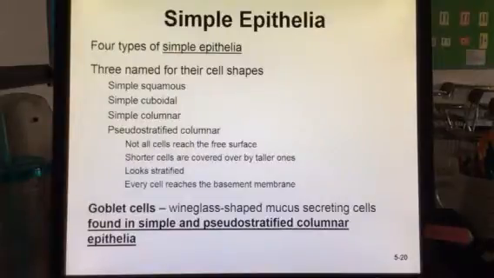So there's four types of simple epithelium, and they're named for their cell shapes. We're going to have a slide for each one: simple squamous, simple cuboidal, simple columnar, and then pseudostratified. Pseudostratified is a little more complicated. We're going to look at that when we get there. In these four types, you will be able to see goblet cells. Goblet cells look like little wine glasses. They're even with the edge, the outer layer of cells, and they are mucus secreting cells. You should be able to see those on your slides in the lab.